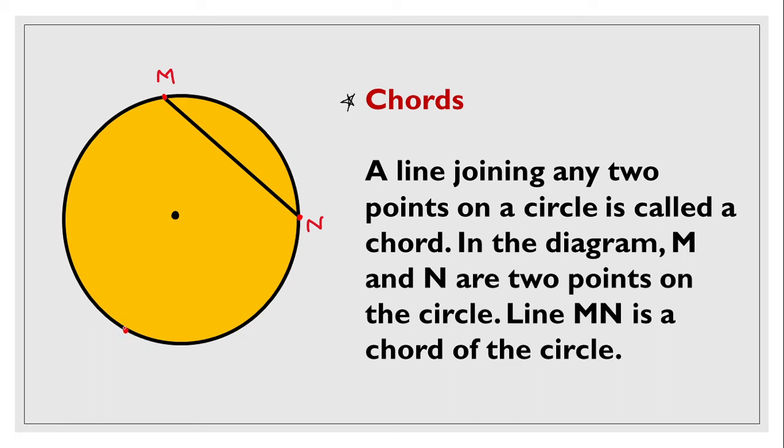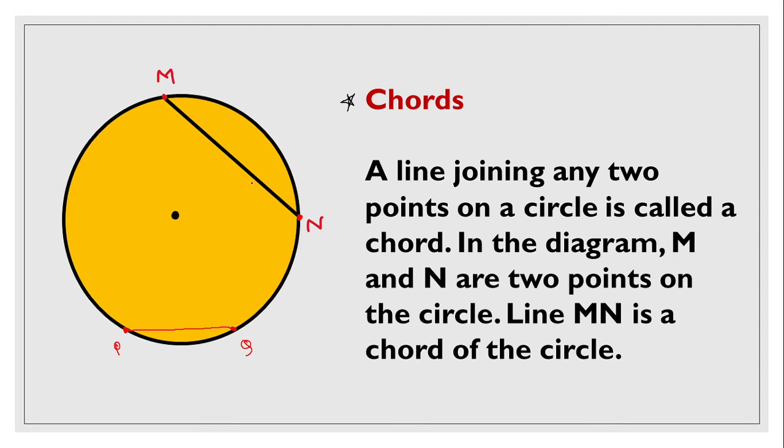I am taking a point here and here. I will label them P and Q. If I draw a straight line between them, the segment PQ will also be called a chord. A line segment which joins any two points on the circle is called a chord. Now, in the diagram, M and N are 2 points on the circle, as we saw, and line MN is a chord of the circle.